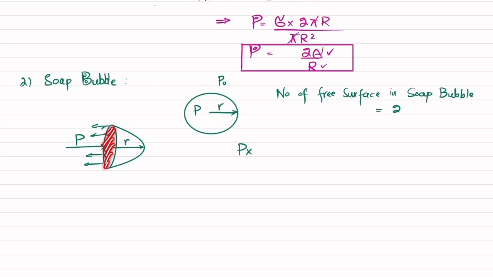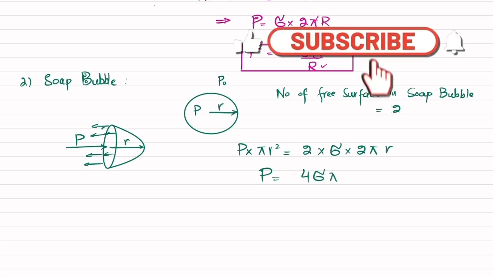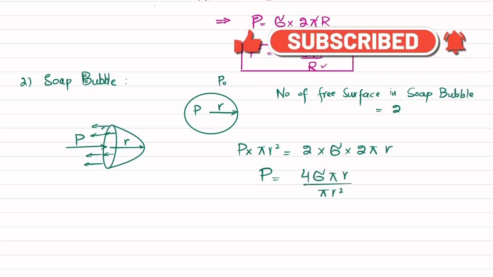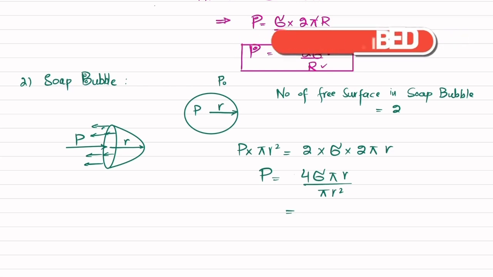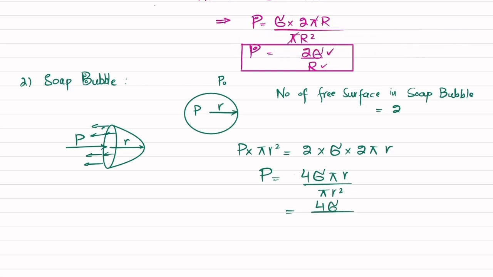So this will be the projected area, which will be equal to pi r square, and that will be equal to, here we have two free surfaces, so 2 multiplied by sigma multiplied by circumference, which is 2 pi r. So from here we will get P is equal to 4 times sigma pi r over pi r square. So pi will cancel, so we will get 4 sigma over r. Clear?